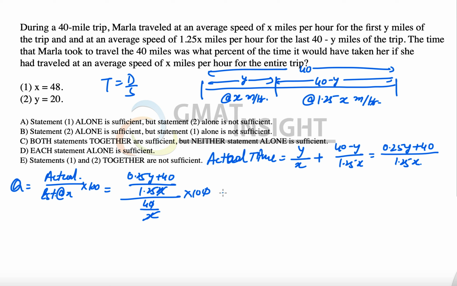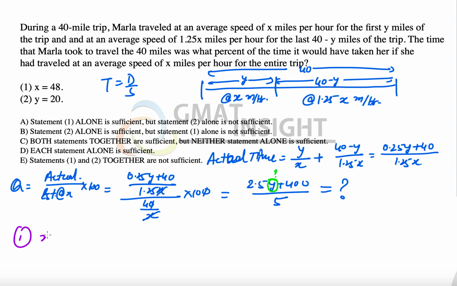This can be cancelled out. So now we have (2.5y plus 400) divided by 1.25 times 5, which is 1.25 times 4, which is 5. We have to find out the value of this expression. To find out the value of this expression, all that we need to know is simply the value of y. That's it. So now let's look at the first statement.